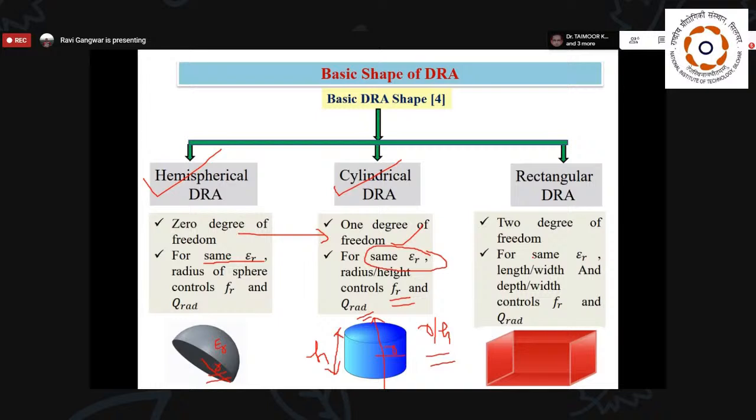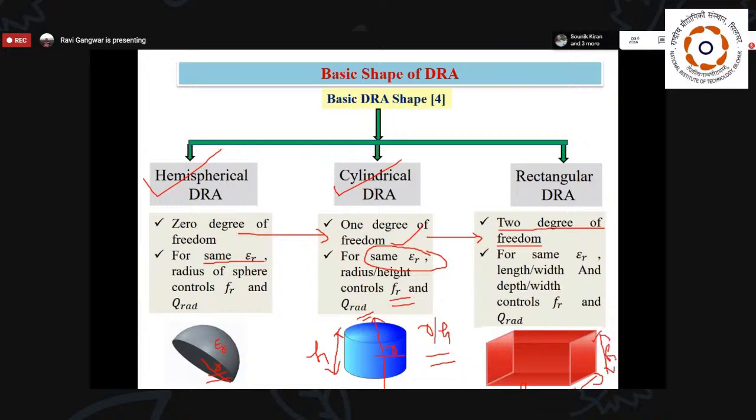The last one is the rectangular DRA. In the rectangular DRA, we have 1 more degree of freedom as compared to the cylindrical DRA, so in total it is 2 degrees of freedom. With the rectangular shape, we have the length, width, and height of the DRA.